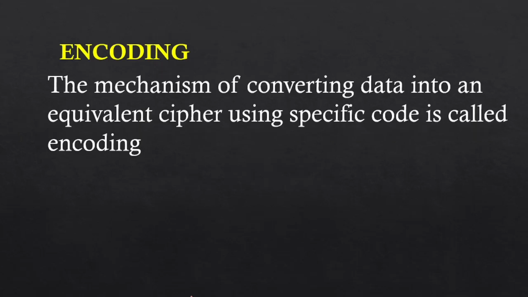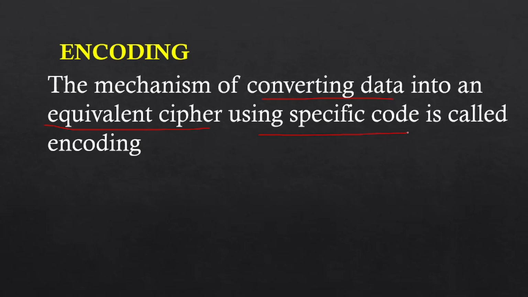Okay, so I am going to start with what is the meaning of encoding. Encoding is nothing but the mechanism of converting data into an equivalent cipher by using a specific code. So this is called encoding.